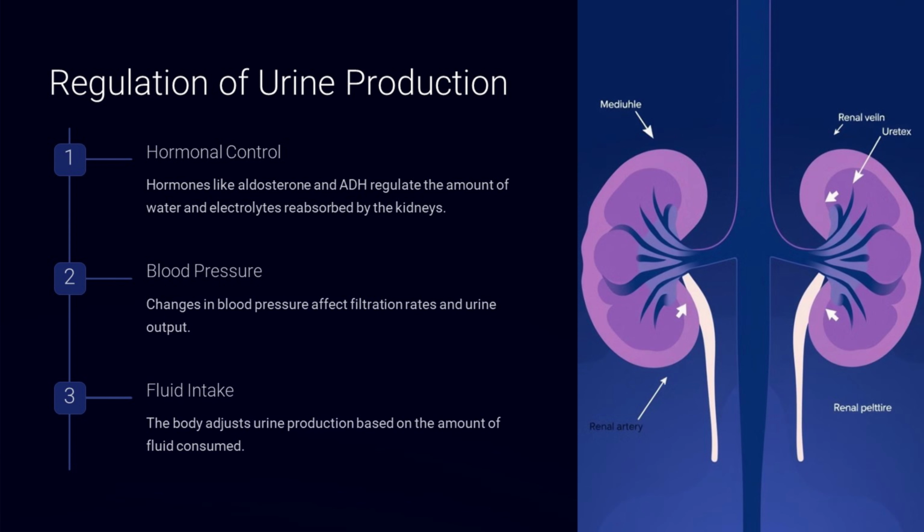Regulation of urine production. Hormonal control: hormones like aldosterone and ADH regulate the amount of water and electrolytes reabsorbed by the kidneys. Blood pressure: changes in blood pressure affect filtration rates and urine output. Fluid intake: the body adjusts urine production based on the amount of fluid consumed.